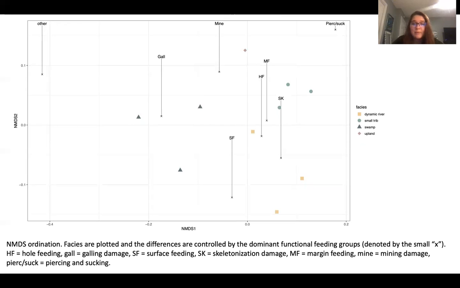The spread in the swamp samples, denoted by the blue triangles, is likely indicative of the patchy nature of swampy landscapes. However, the spread in the dynamic river points needs further investigation, but is likely due to a sampling bias in the collection methods. The swamp facies is dominated by galling insects, whereas the dynamic river is influenced by surface feeding, skeletonization, and hole feeding. The small tributary is influenced by margin feeding, and the upland plots in its own space, but is closest to mining insects, which is likely controlling its relative position.